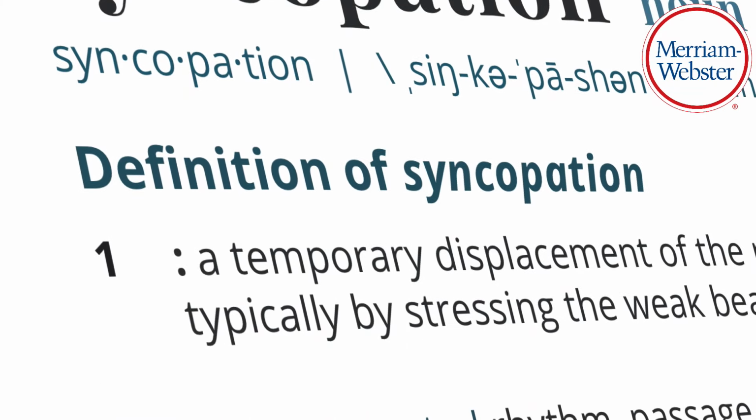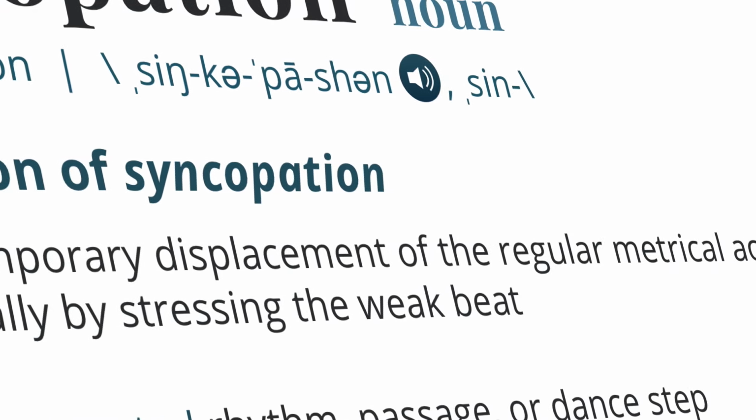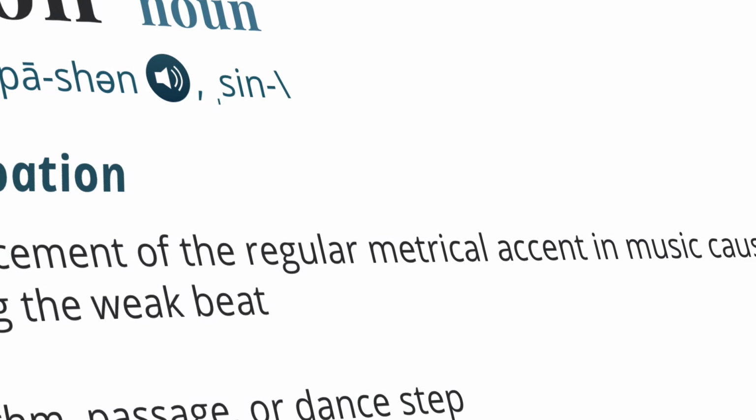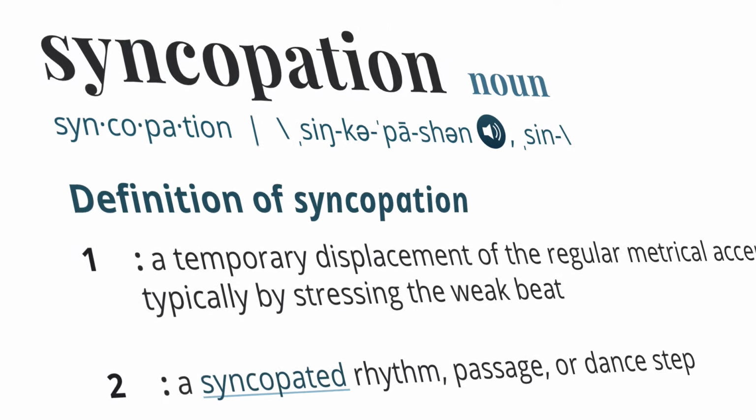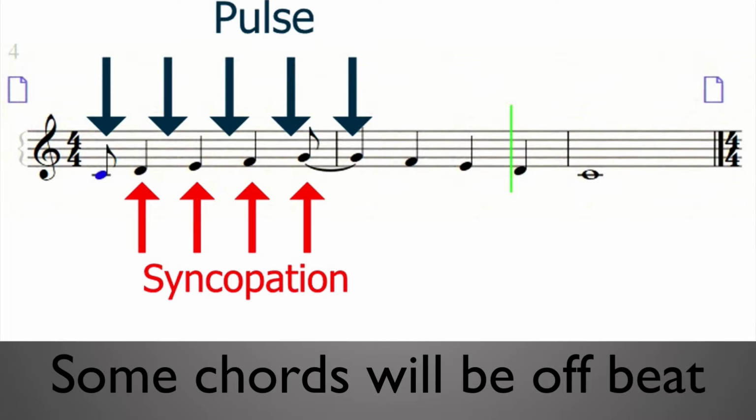According to the Merriam-Webster dictionary, syncopation is a temporary displacement of the regular metrical accent in music, caused typically by stressing the weak beat. Sound confusing? A simpler definition would have been that we're going to place some of the chords off of the beat.